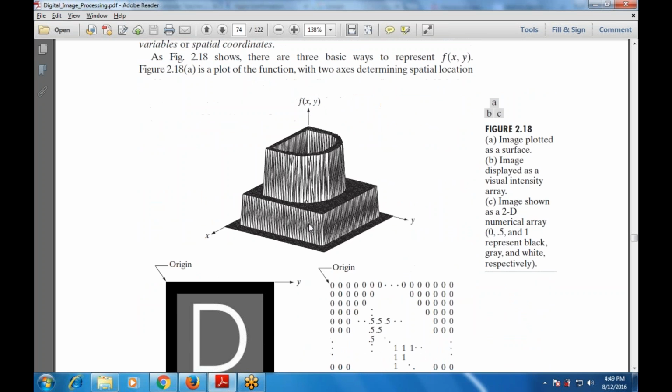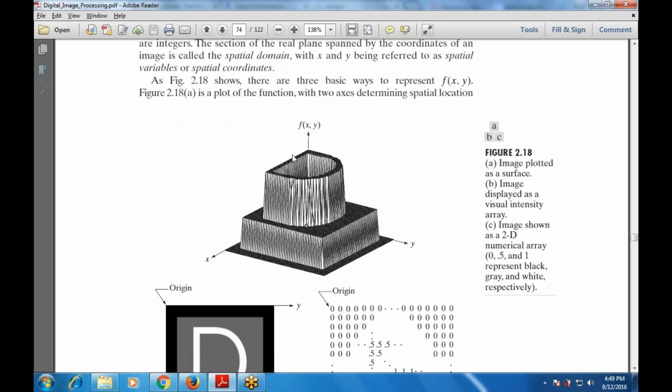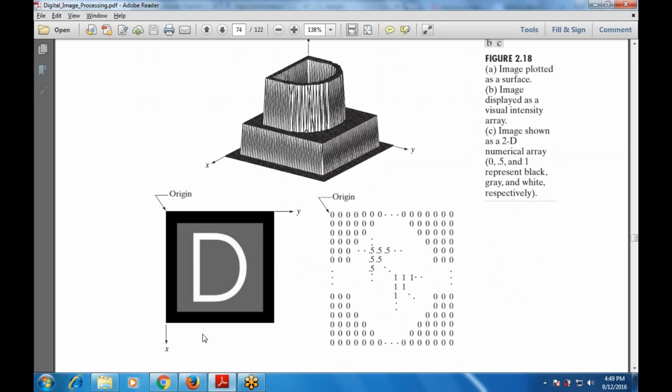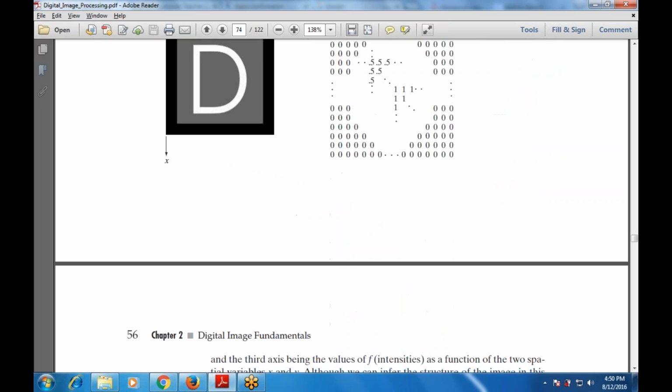And this is one of the functions, a plot of the function with two x's. This is plotted on a surface, that is the x and y coordinates. Then the next one, B, is the image displayed as a visual intensity array. This is in array form, a square array, like a matrix. The next one is an image shown as a 2D numerical array that represents black, gray, and white respectively. So this is black, this is gray, and white respectively.